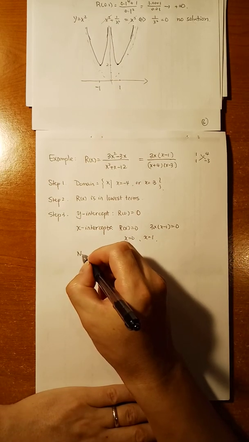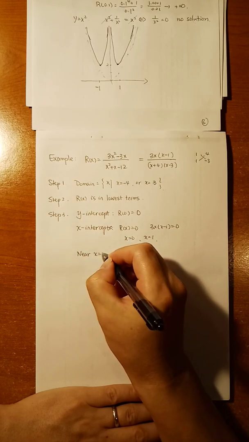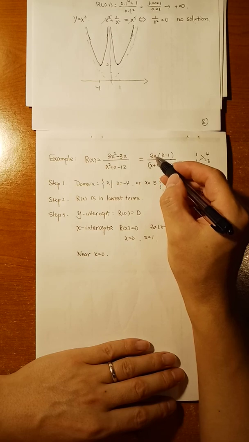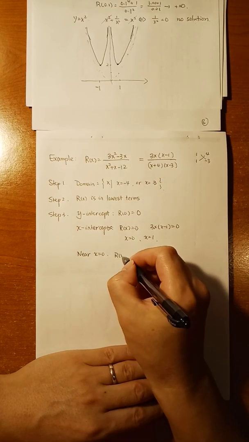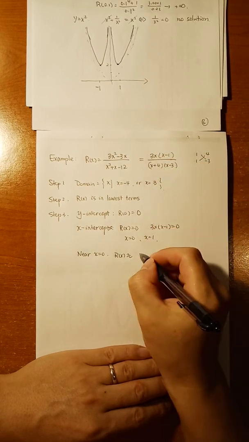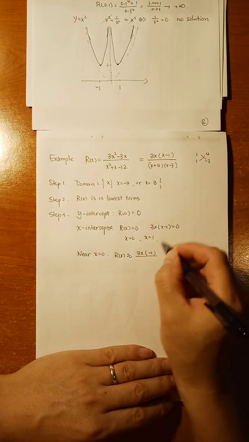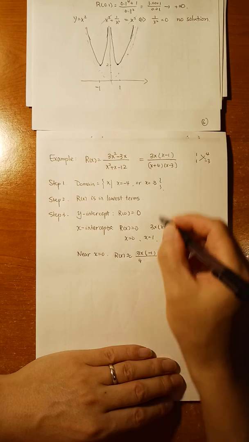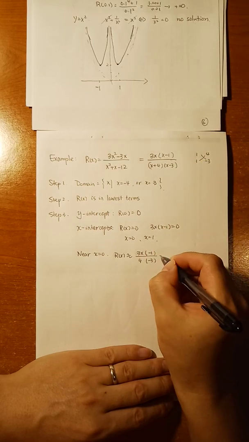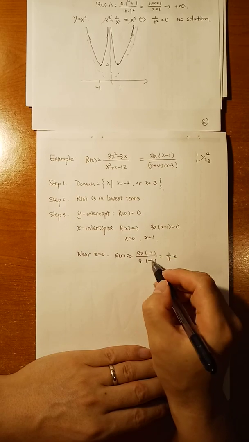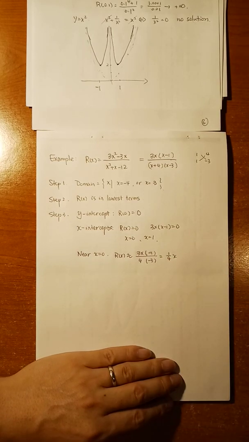So near x equal to 0. x equal to 0 comes from 3x. So r of x is almost this 3x. Then 0 minus 1 is negative 1, 0 plus 4 is 4, 0 minus 3 is negative 3. So it's 1 over 4 times x. The negatives cancel, the 3s cancel, there's only 4. So it's a straight line.